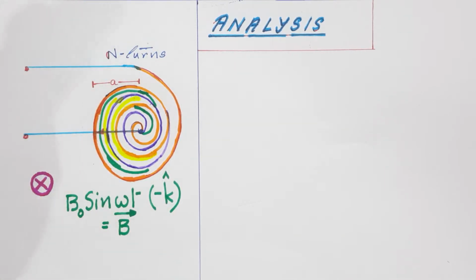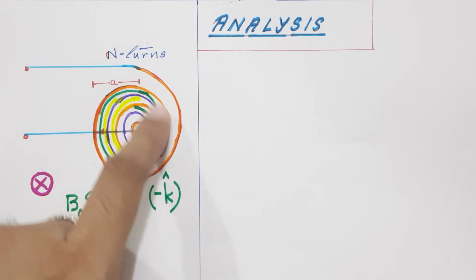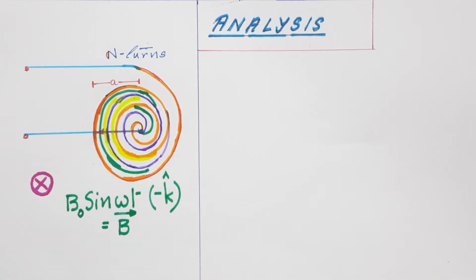It has got capital N number of turns, suppose. And we don't know what is the value of capital N. Suppose it is a very large number. And the outer radius of this spiral is small a.